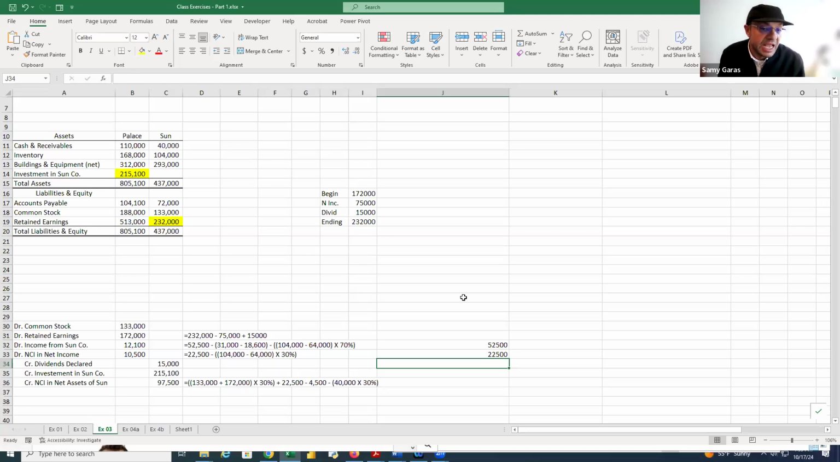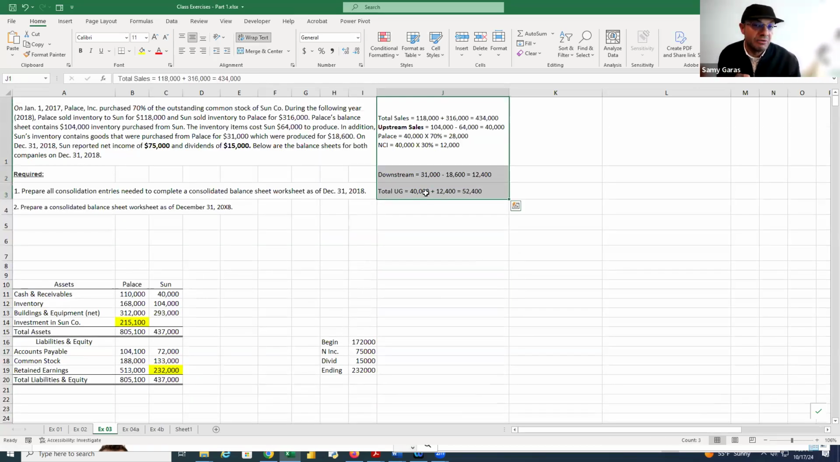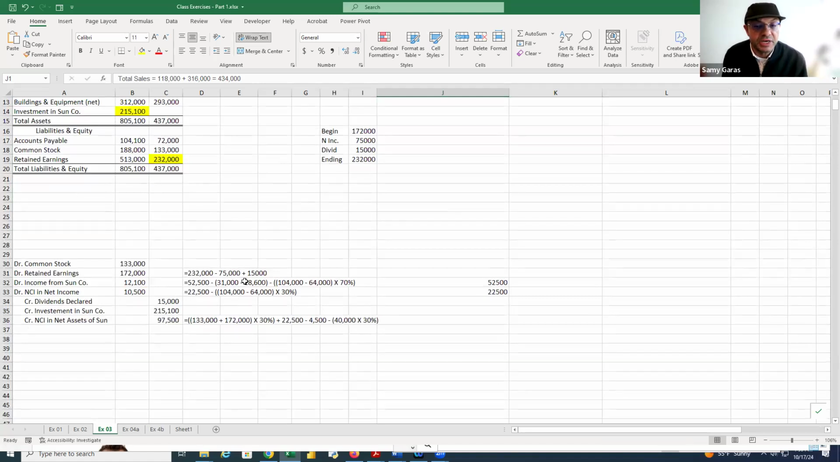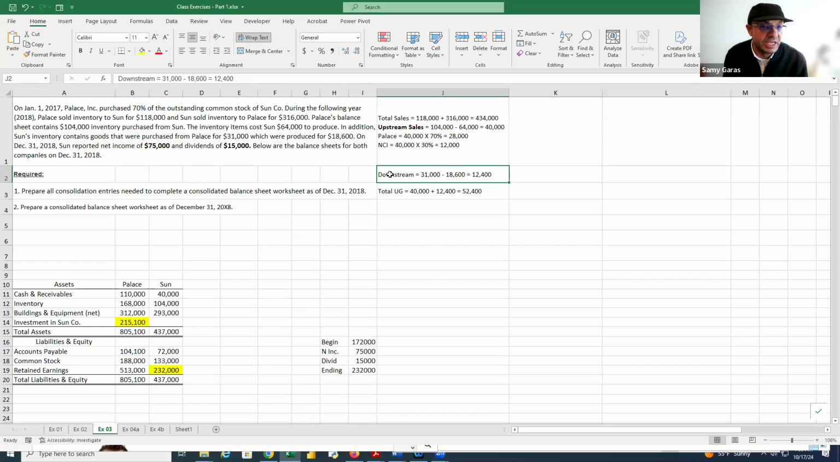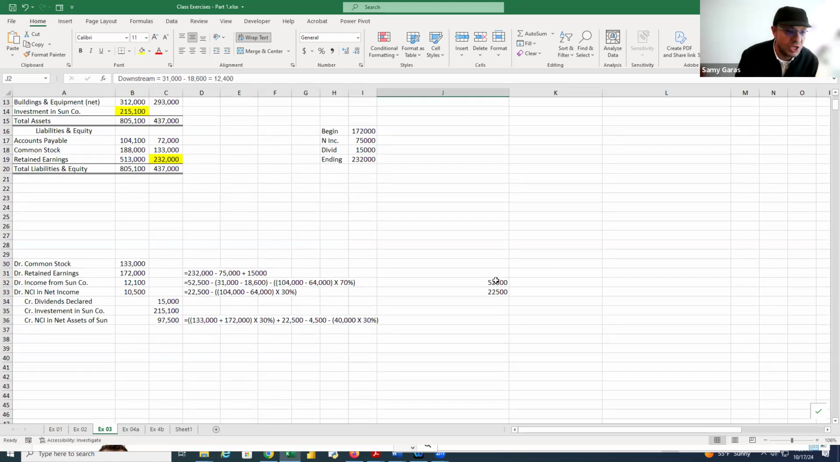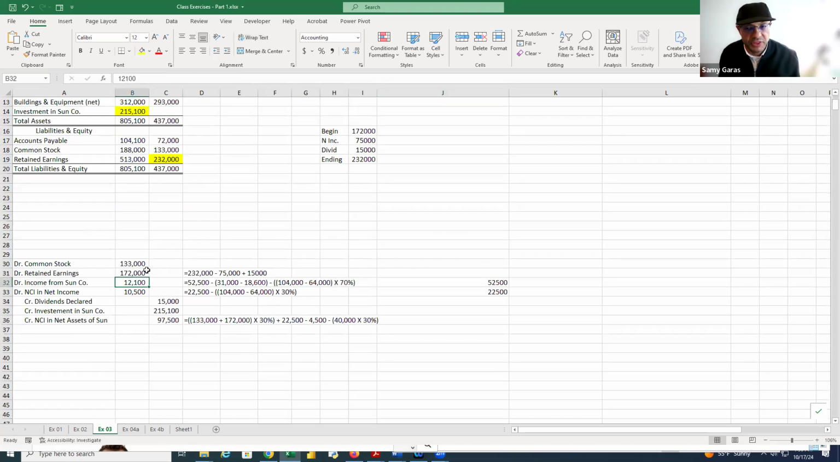But from those amounts, I need to remove the unrealized gain, which comes from here, the upstream and downstream. For the parent company, there are two portions. The downstream portion, which is 12,400, and the portion of the upstream, 28,000. So I subtracted from here: 31 minus 18,600, which we have here, 12,400. And then 40,000 times 70%, we get 28,000. When I subtract 52,500 minus the amount 12,400 minus 28,000, I will end by 12,100. So this is the first one.